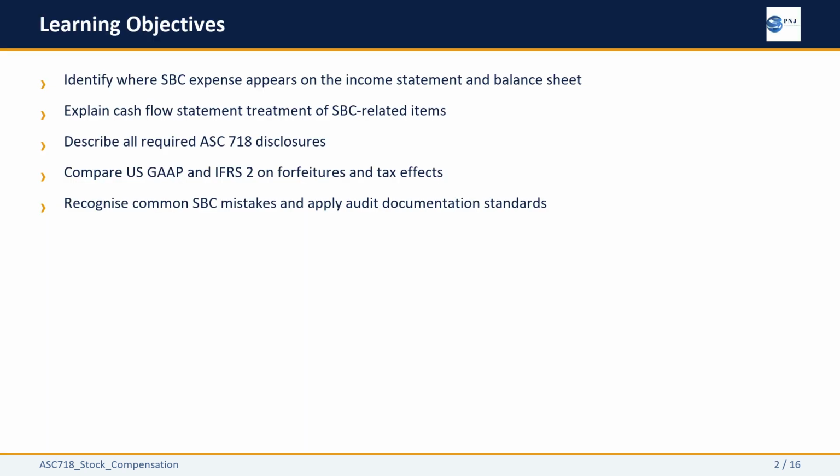By the end of this section, you will be able to identify where SBC expense appears across all three financial statements, describe every disclosure that ASC 718 requires and why each one matters, explain the key differences between US GAAP and IFRS 2, recognize the most common SBC mistakes and how to prevent them, and prepare the documentation package that auditors expect to see.